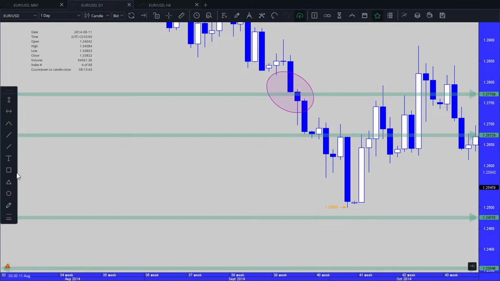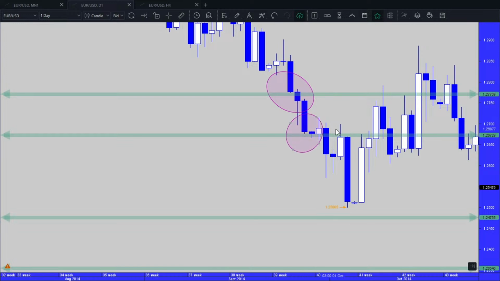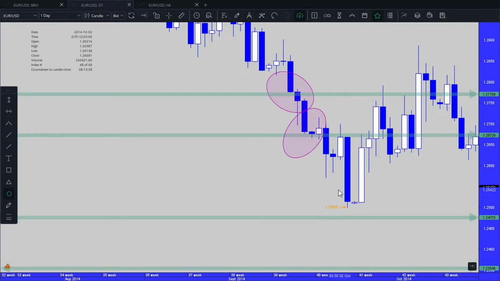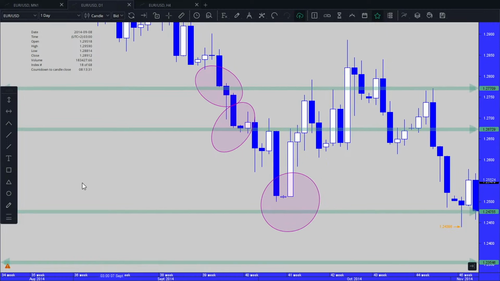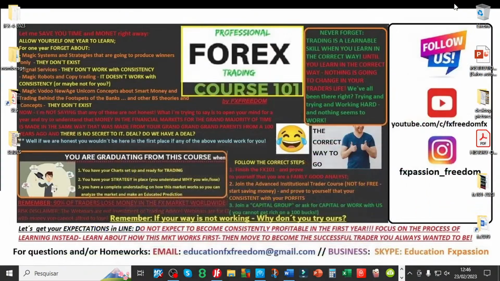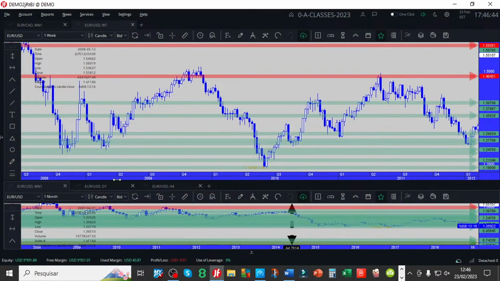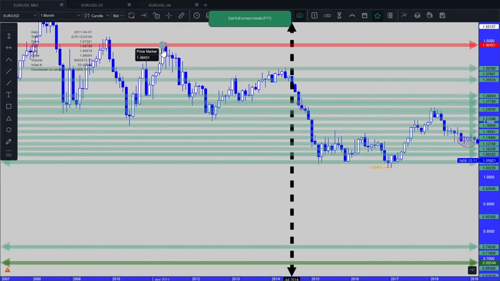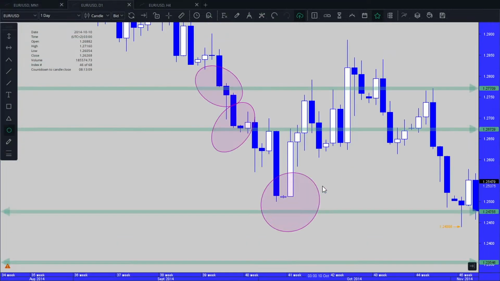The market didn't react to this one, the market didn't react to this one, but then the market reacted to this one. Boss, it didn't touch, it's an area. And then what happened? It went, this is number 3. You have a complete understanding of how this market works. Okay? Aren't you curious how the market works?